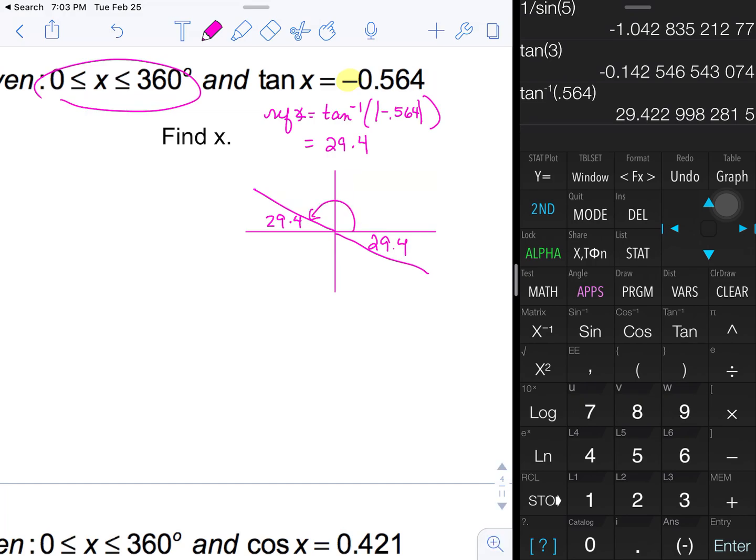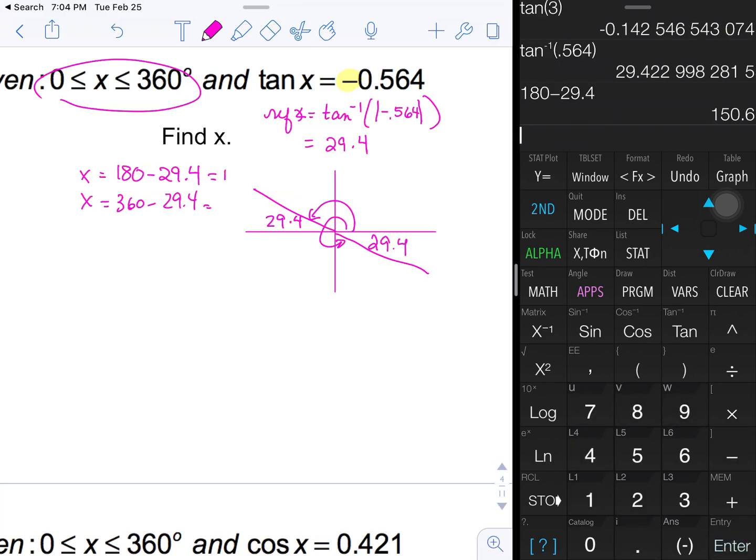So my first angle will be 180 minus 29.4, and my next solution will be 360 minus 29.4. So that's 180 minus 29.4, that's 150.6. And my next solution will be 360 minus the 29.4, and that's 330.6. So two answers, 150.6 and 330.6.